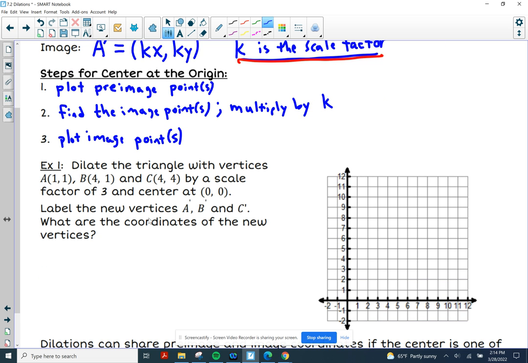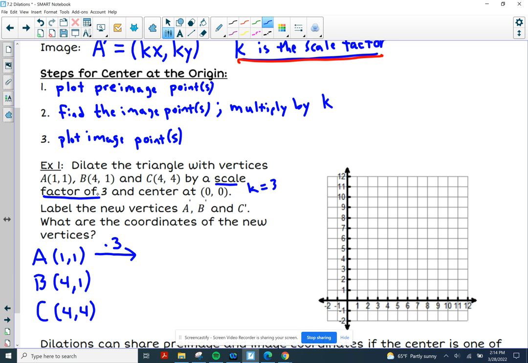Okay, so example 1. We're going to dilate the triangle that has vertices (1, 1), (4, 1), and (4, 4). So we have the point A, which is (1, 1). We have the point B, which is (4, 1). We have the point C, which is (4, 4). And under the dilation, we're dilating with a scale factor of 3. So we're going to be multiplying by 3, because in this example, K is 3. And the center is at the origin.